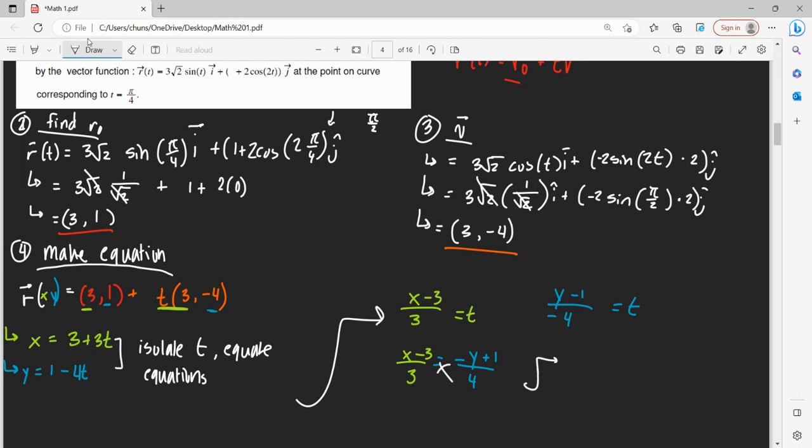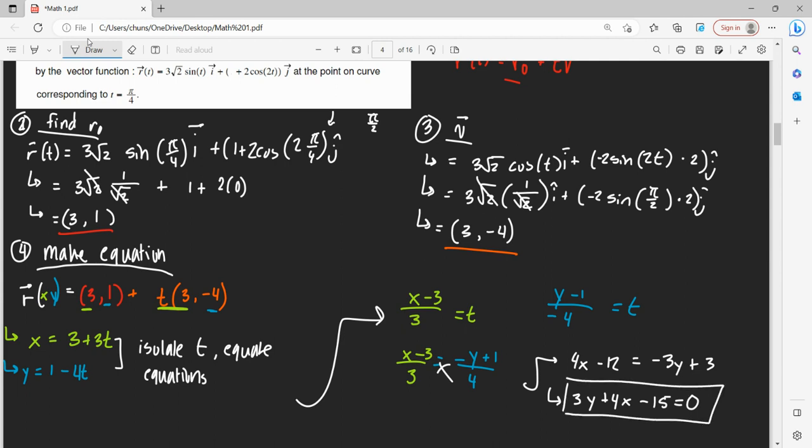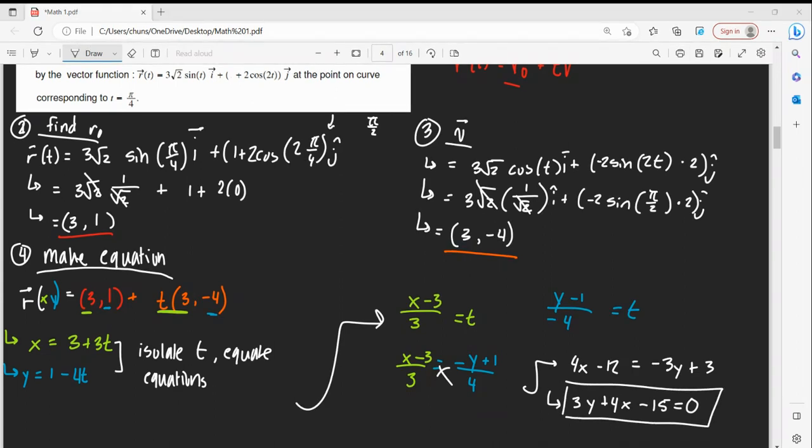So we're going to cross multiply and divide. And that's going to give 4x minus 12 equals -3y plus 3. Move things around a bit more: 3y minus 4x. So I move everything to this side, so it's plus 4x. Move this to that side. Minus 15 equals 0. That is our final answer.